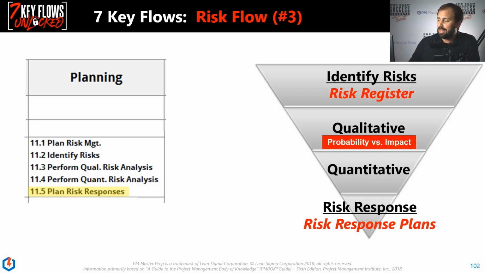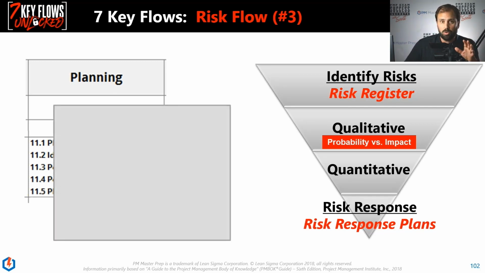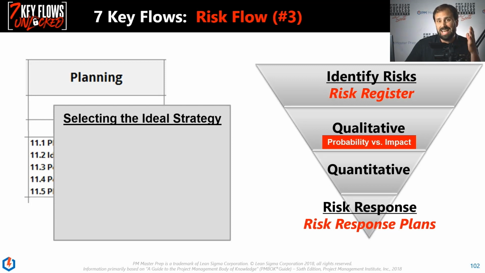I love them all. But here's what we're getting to. We're better planned. Think about the bow constrictor. We took another squeeze of alignment. We know exactly what we should be focusing on. And what we go through here is we're going to talk about selecting the ideal strategy for those risk responses.